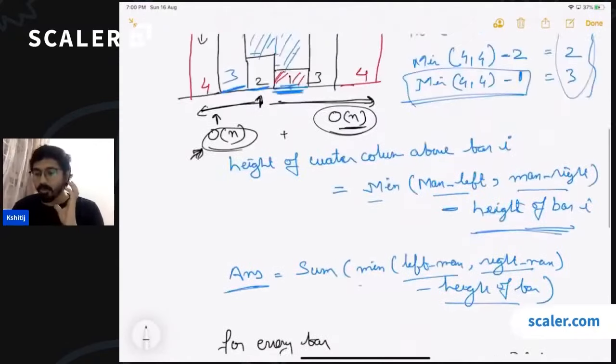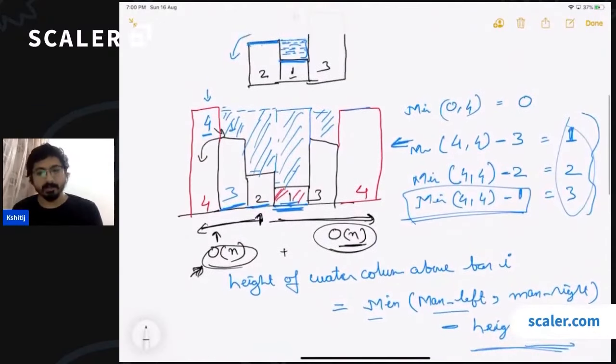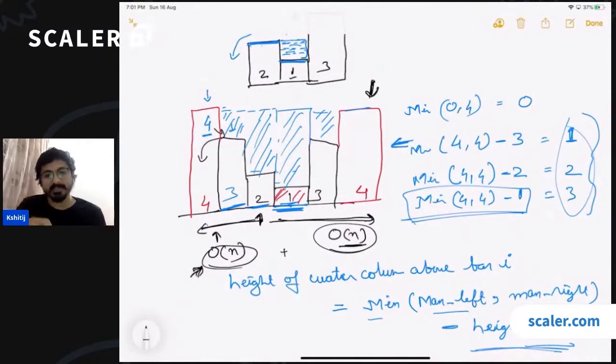Right, guys. So to optimize the time complexity, again, let's make a very simple observation. Till now, we have deduced that for every bar, we have to calculate the left max and the right max. Let's talk about the last bar. If I'm talking about the last bar, then we are calculating the left max for the last bar. How do we actually calculate the maximum? How do we run it?